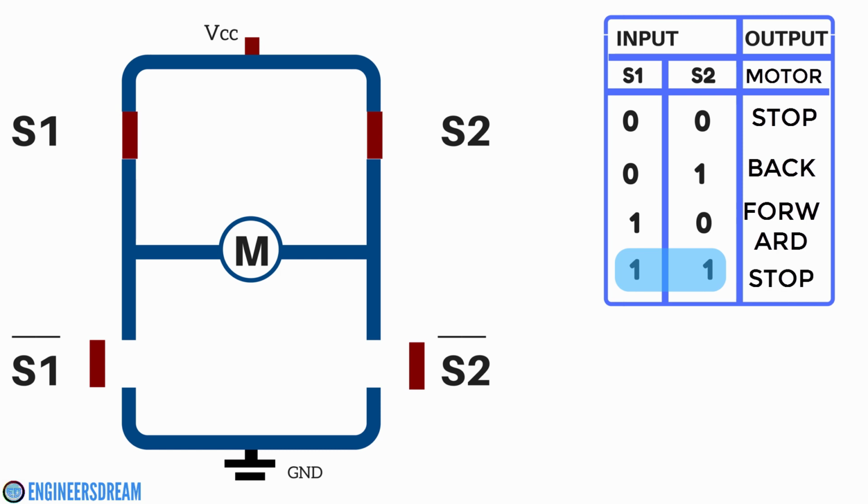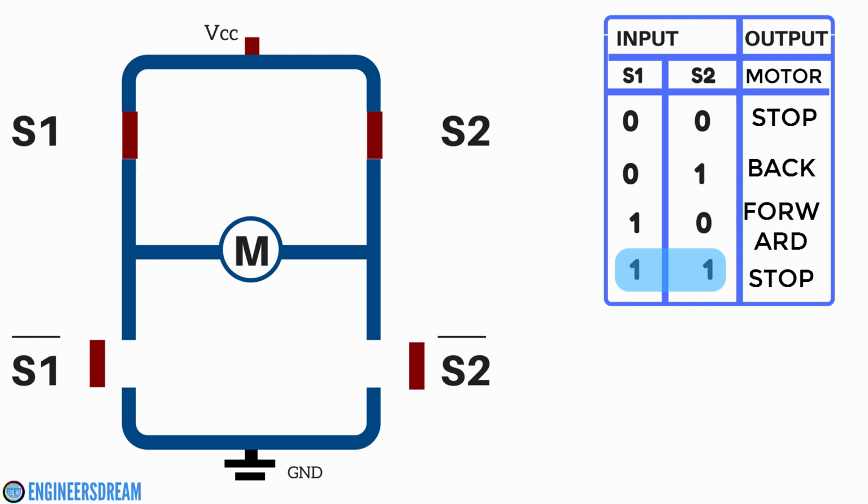So guys, if we run through all the conditions again, then at low low the motors will stop. At low high the motors will move, but in the backward direction. At high-low, the motors will move in the forward direction, and at high-high, the motors will stop.